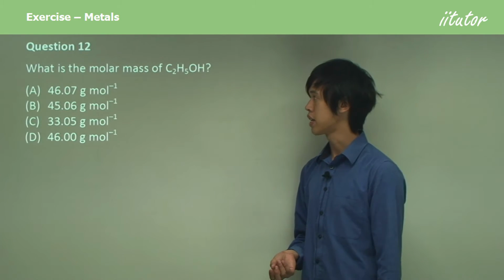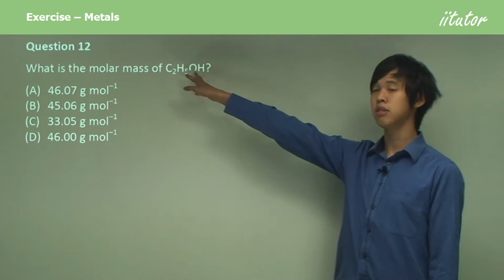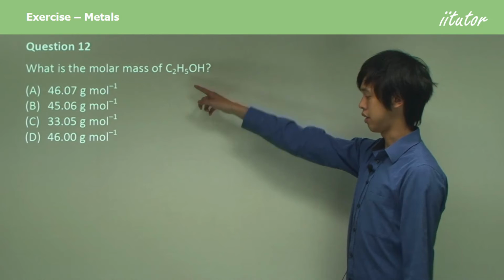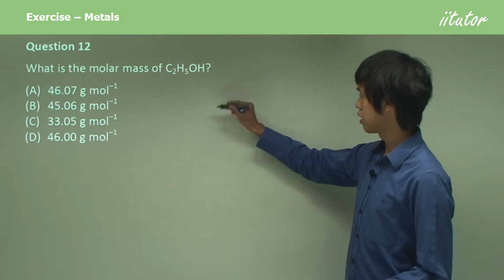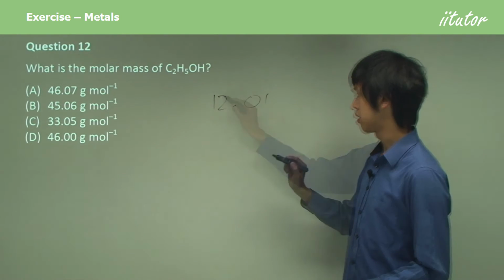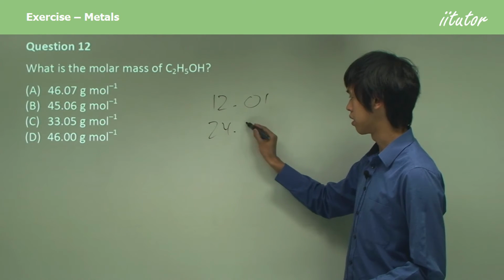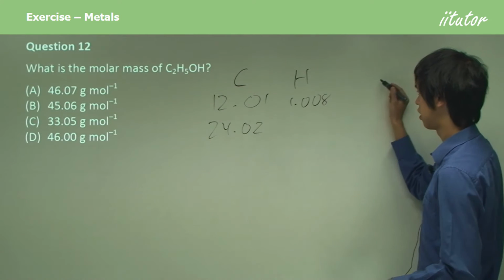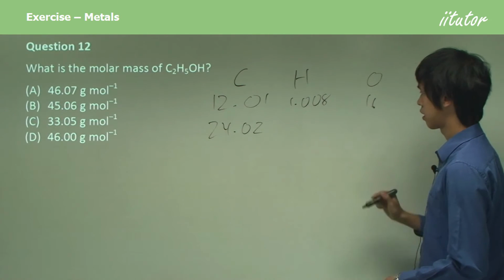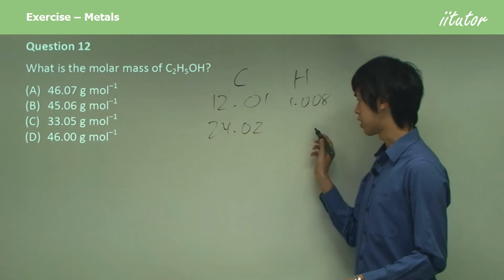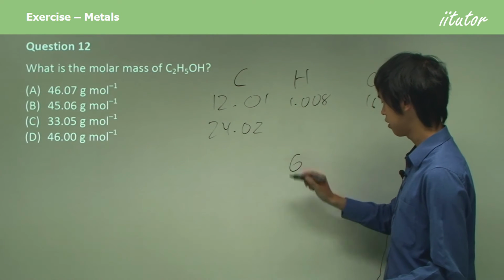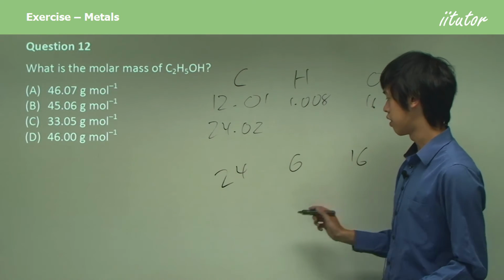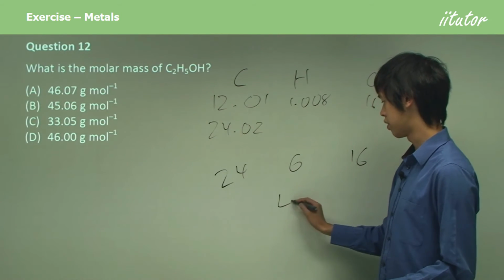Okay. What is the molar mass of C2H5OH, which is ethanol? So to work this out, all you have to do is look up your periodic table and write down the molar masses. The molar mass of a single carbon, so 2 times that is 24.02. Hydrogen is 1.008, and oxygen is 16. So 6 hydrogens is about 6.048, plus 24 here, and 16. So if we add them all together, that's about 46.